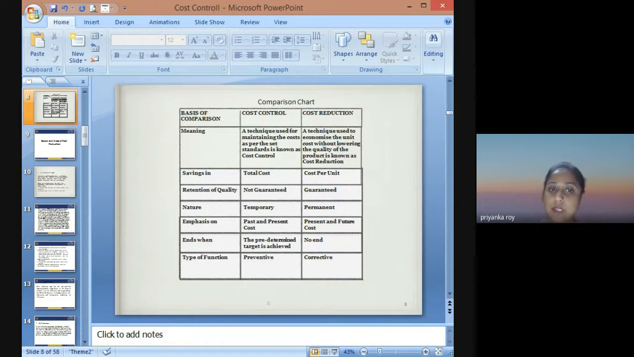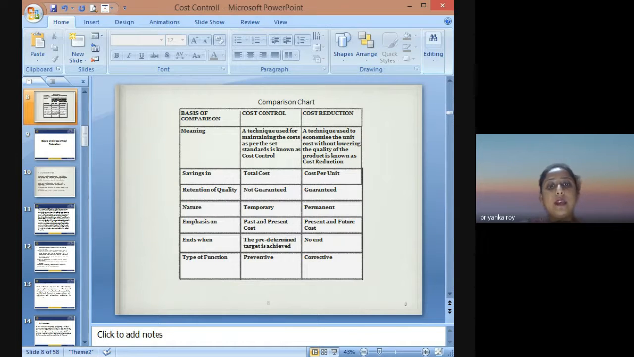So what is the nature? Cost control is temporary in nature, and cost reduction is permanent in nature. Then cost control emphasizes the past and present costs, and cost reduction emphasizes present and future cost. One is past and present, another one is present and future cost.